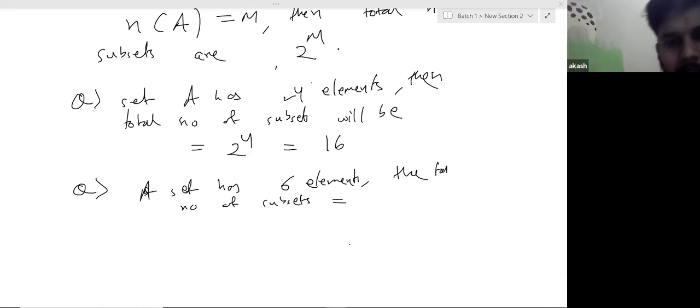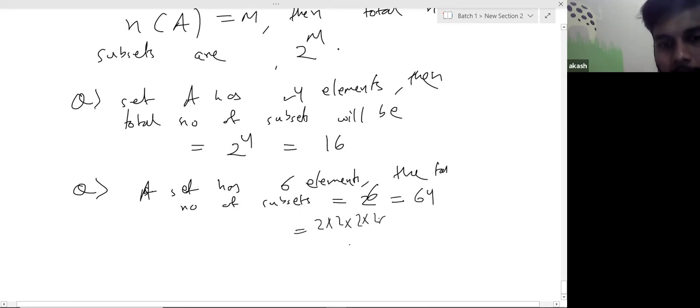Very easy. 6 elements. So the formula is 2 raised to the power m. m is 6. 2 raised to the power 6 is 2 into 2 into 2 into 2 into 2 into 2. This is 64. Arslan, clear?